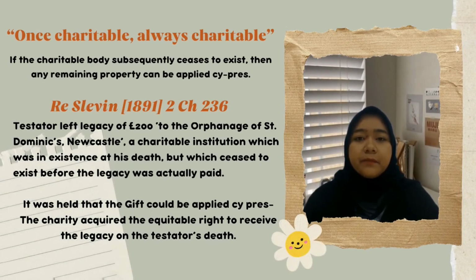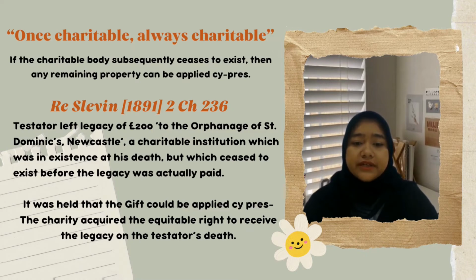Next, under the supervening impossibility, the general rule is this: once charitable, always charitable. Where a gift is made to a charitable body, which exists at the time when the gift vested, but subsequently it ceases to exist, there is no need to show a general charitable intention on the part of the settlor. If the charitable body subsequently ceases to exist, then any remaining property can be applied cy-près. This means that it is already sufficient if the property was given absolutely and perpetually to a charity. There is no need to look at the charitable intention, as in the past the trust was operative.